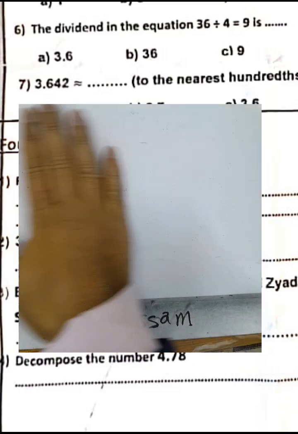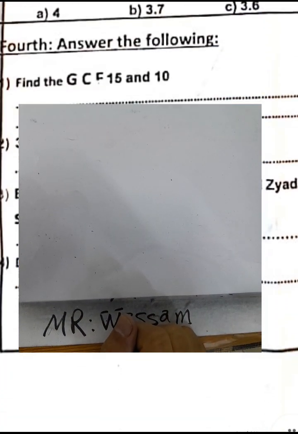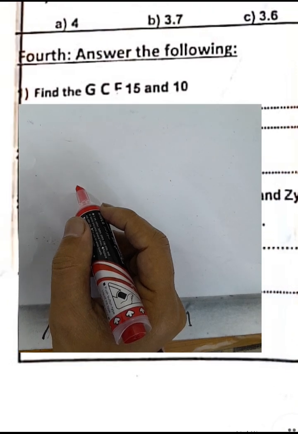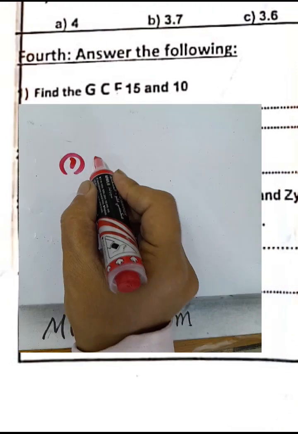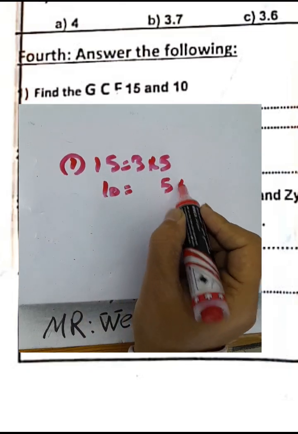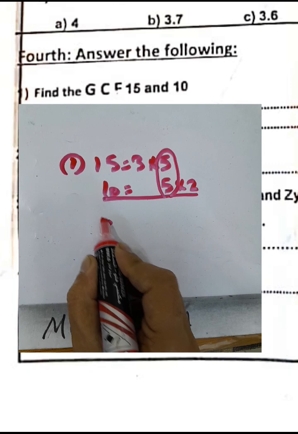Next question. The greatest common factor of 15 and 10. 15 equals 3 times 5, and 10 equals 5 times 2. Then the greatest common factor will be 5.